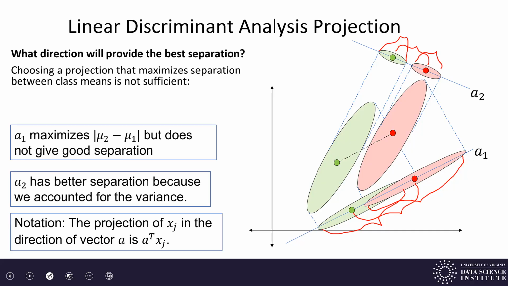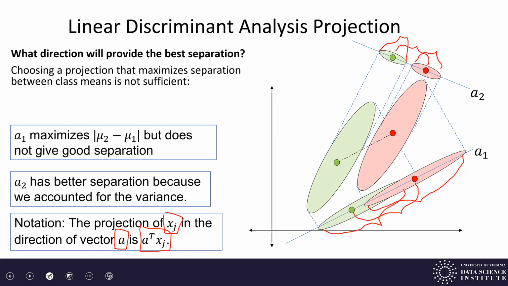One piece of notation: we're now going to talk about how we compute this projection that we're looking for, and we're going to need some notation. The projection of a point xj in the direction of a vector A, where the vector A determines my line, is written as A transpose matrix multiplied by xj.